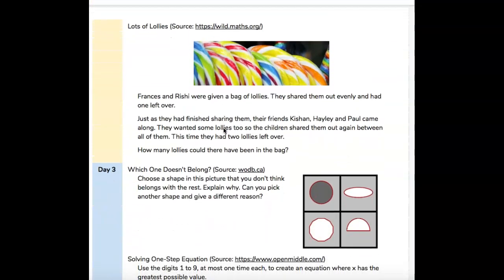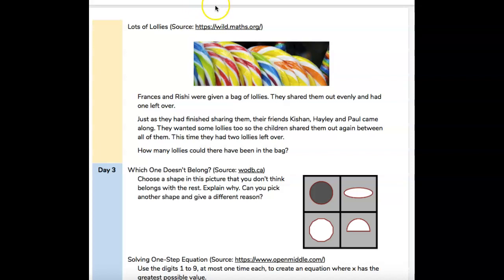And we're going to go here to Lots of Lollies. Obviously lollies are lollipops, and they're calling them lollies. That's okay. All right, so let's take a look. We've got Francis and Rishi. So Francis, we'll put F for Francis, and we're going to put R for Rishi.